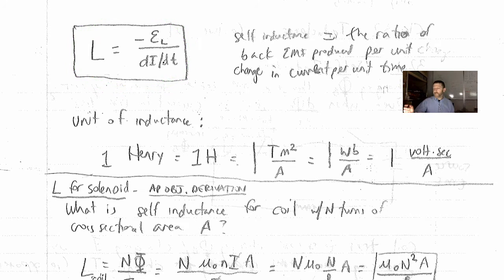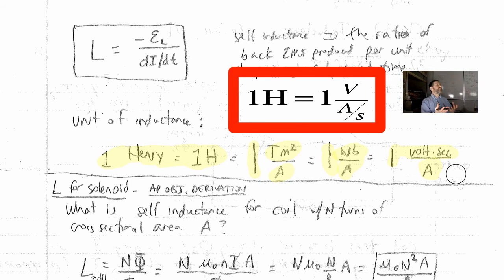Here we go. Units of inductance are called henries. 1 Henry, or 1 H, is simply a Tesla meter squared per ampere. Or another way to look at it is a Weber per ampere, or a volt second per ampere. The reason it's a volt second per ampere, it's really a volt per ampere per second. 1 Henry of inductance gives you 1 volt for every ampere per second of change.